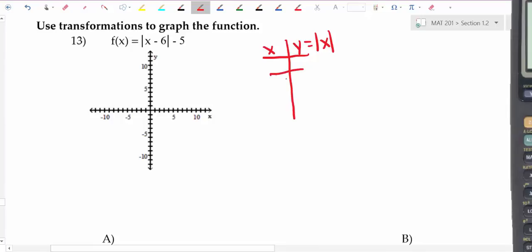So let's go ahead and make a table just for absolute value. I'm going to use 0, -1, -2, 1, and 2. Now, some of you guys said, you remember the absolute value is like a V shape.